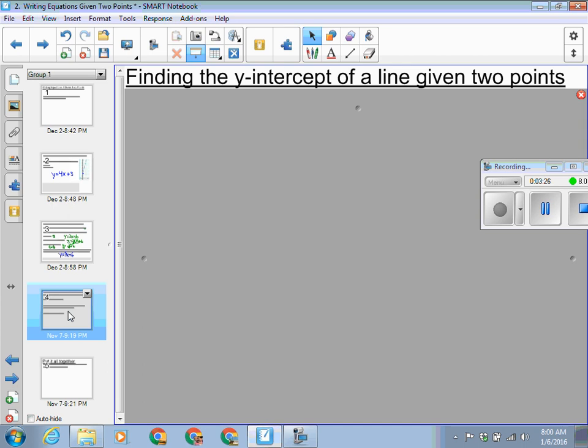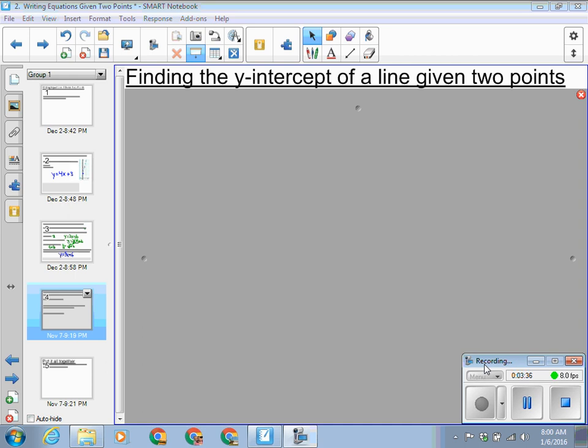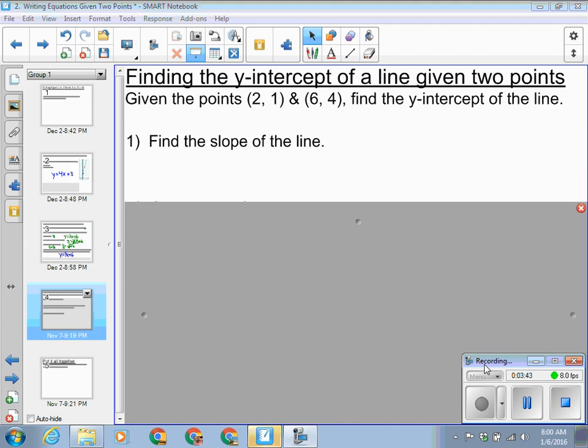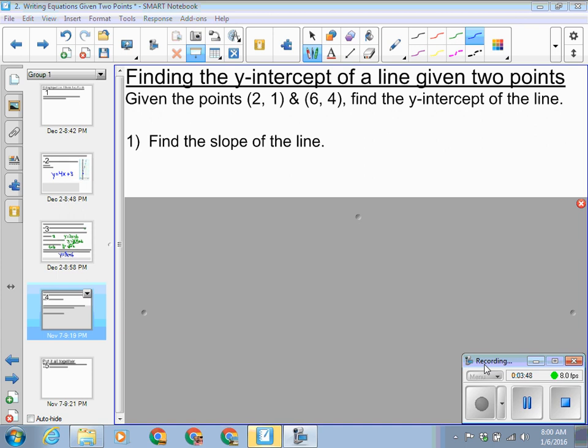So now we're going to combine what we learned yesterday with this video. Find the y-intercept of a line given 2 points. So now you have to find the slope. Given the points 2, 1, and 6, 4, let's find the y-intercept and then the equation. So for our slope, let's find our change in y. We went from 1 to 4, so change in y is 3. And then change in x from 2 to 6, which is 4. So our slope is 3/4.